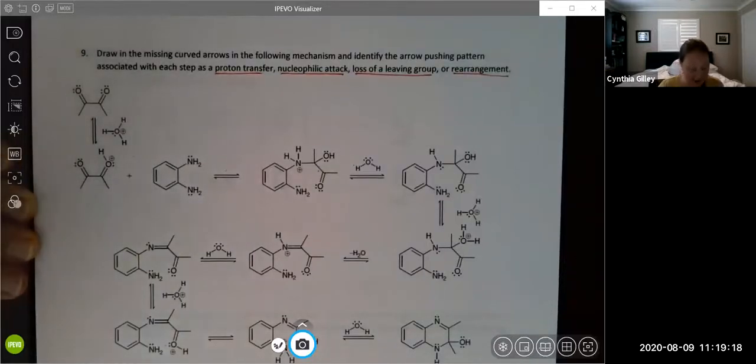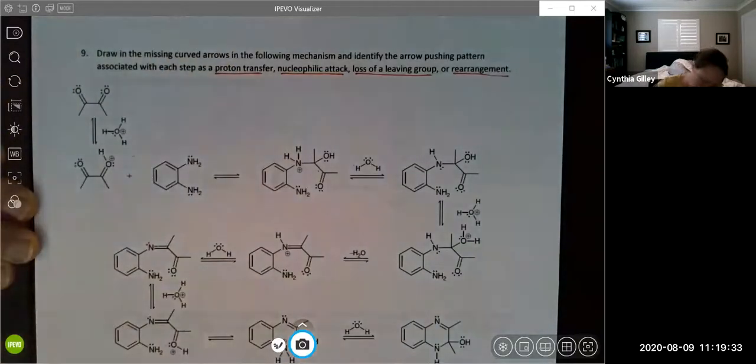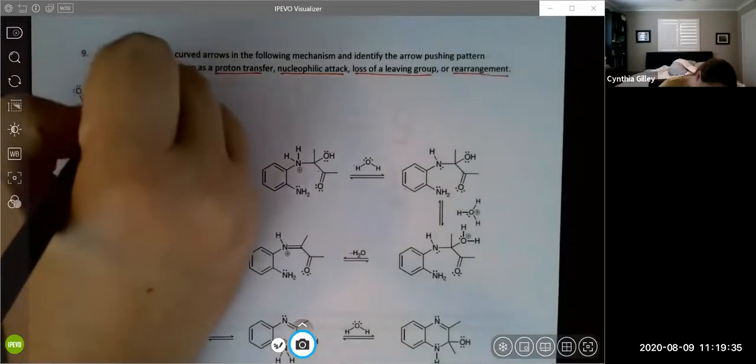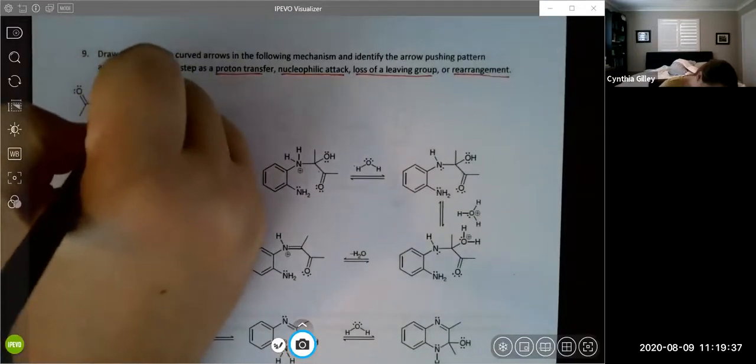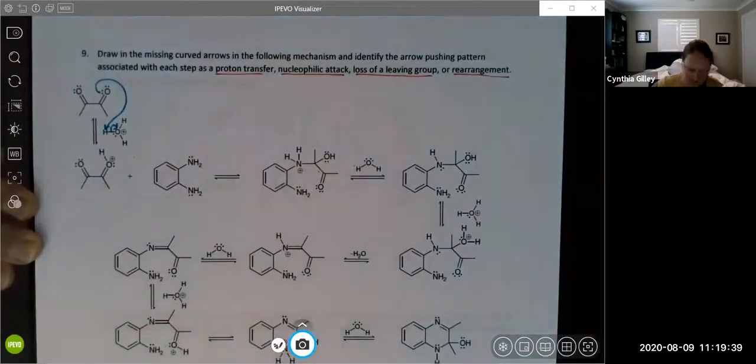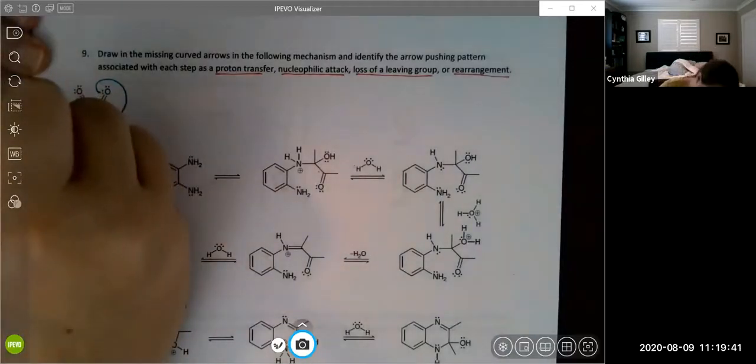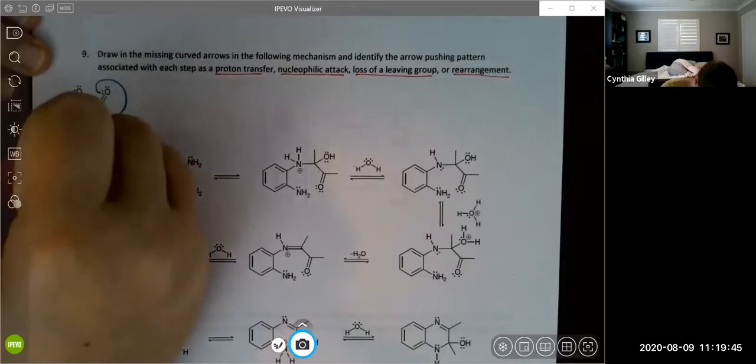What's happening is there's a proton transfer from hydronium ion to the oxygen, one of the lone pairs on the ketone. So we can show that proton transfer. We can show it picking up a proton. And we can label that step as proton transfer.